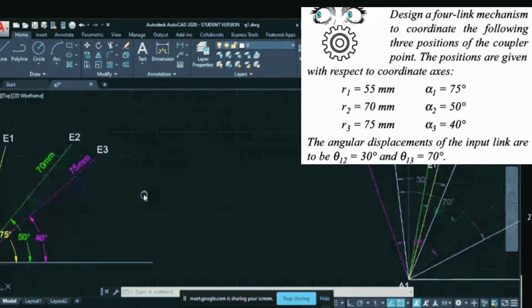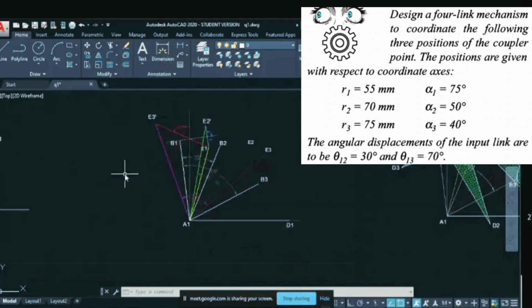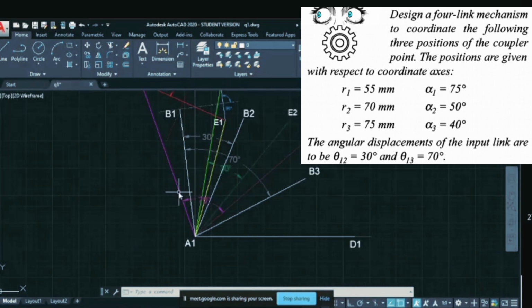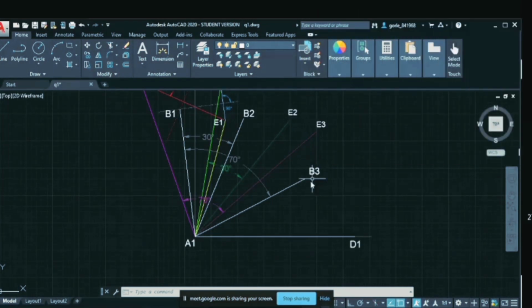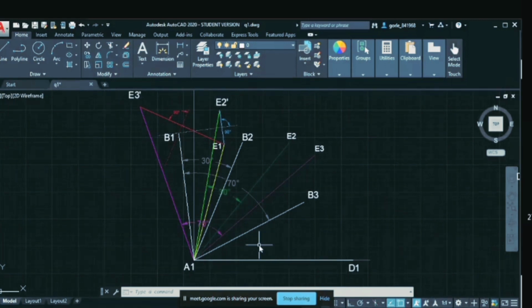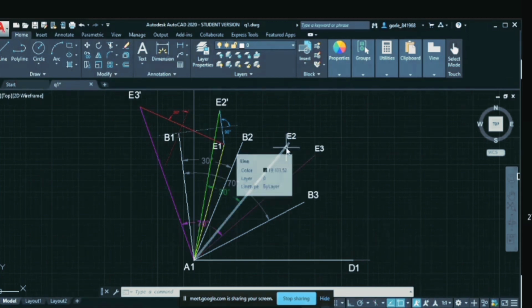And then we need to select a suitable point for the pivot A1 of the fixed link with respect to the positions of the coupler points E1, E2, E3. Here in our case, we have taken the origin itself as A1. Next step is that we need to rotate A1E2 through an angle of 30 degrees, which is the angular displacement theta 1,2. Here is E2.